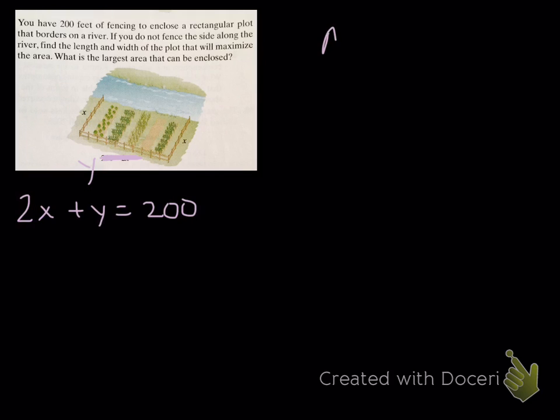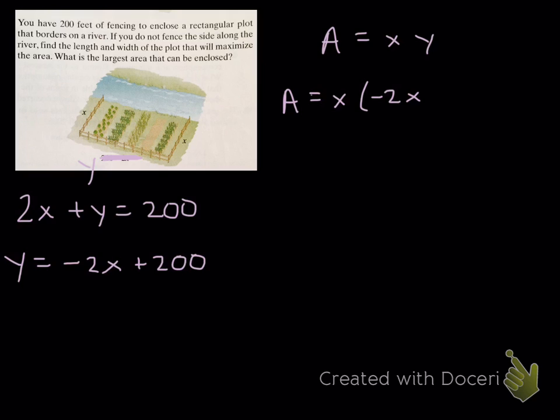And the area formula is still going to be x times y. So I'm going to solve this equation for y. I would do that by subtracting the 2x. So I have y equals negative 2x plus 200. So I'm going to come over to our area equation, and I'm going to plug in the y for that. So I have negative 2x plus 200. And then I'm going to distribute this in. So I get negative 2x squared plus 200x.